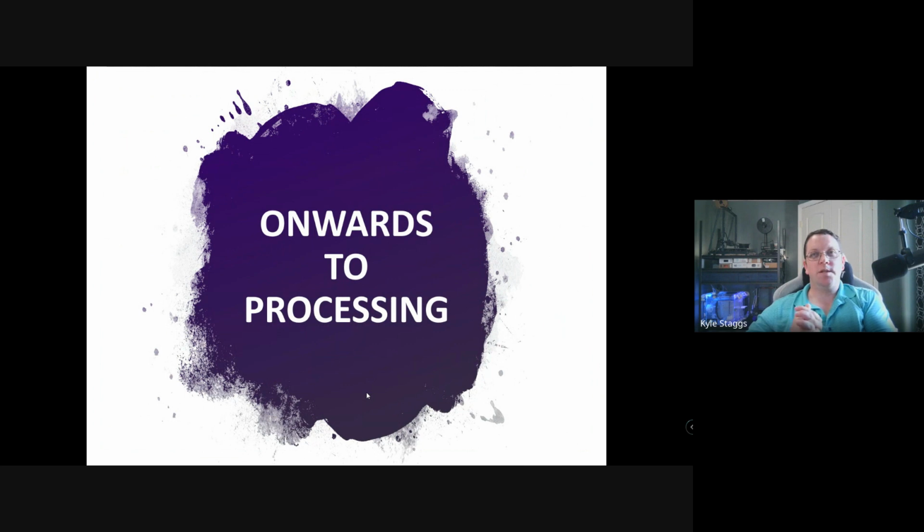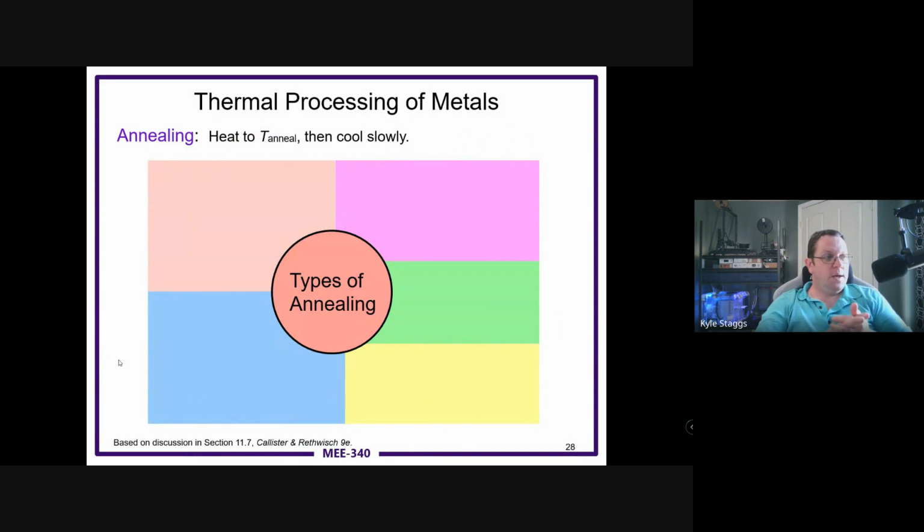Onwards and upwards to processing, because I want to try and see if I can get through all of it with you guys today. And I think we're going to be on pace to be able to do that. So we'll be able to include maybe some other examples of some of these annealing processes and things from someone that's actually doing the forging and heat treating process, which is pretty interesting. So we'll see if we have time for that.